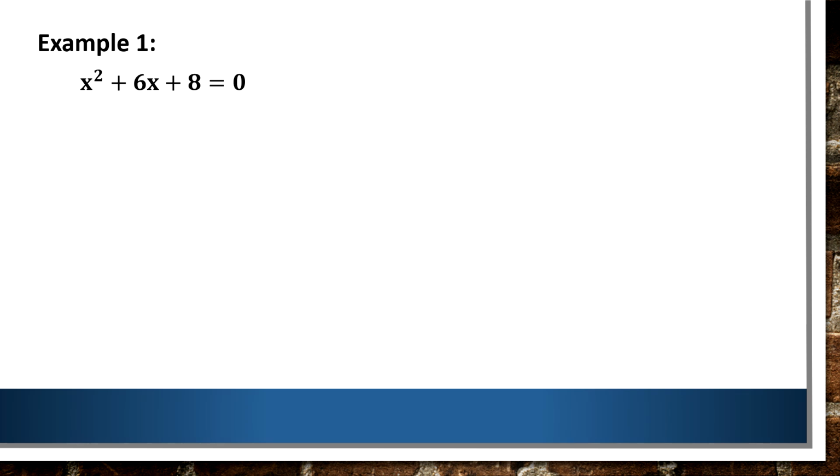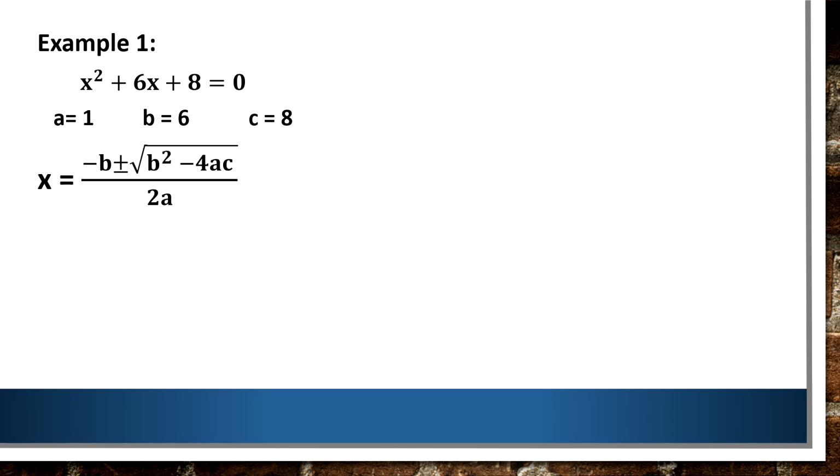Make sure the quadratic equation is in standard form, then get the values of a, b, and c. The value of a, the coefficient of x squared, is 1. The value of b, the coefficient of x, is 6. Then the value of c is the constant, which is 8. Then use this quadratic formula to get the roots. So let's substitute all the values.